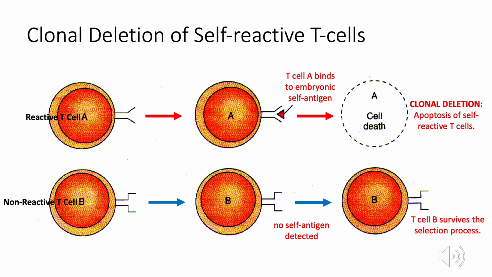In this example, there are two types of immature T cells, reactive T cell A and non-reactive T cell B. T cell A is responsive to the embryonic self-antigen. Thus, this self-reactive T cell is programmed for clonal deletion, undergoing apoptosis. On the other hand, T cell B is not responsive to any of the self-antigens. Thus, it survives the clonal selection process.